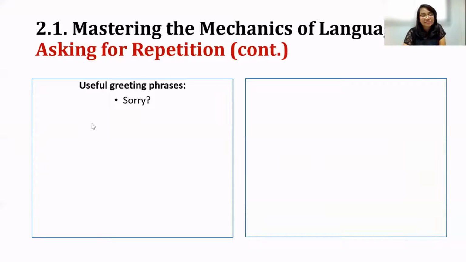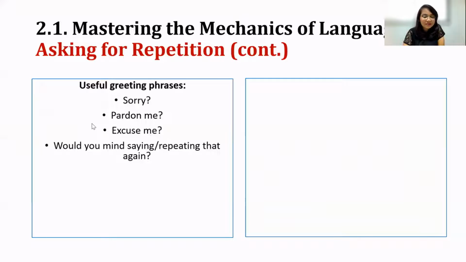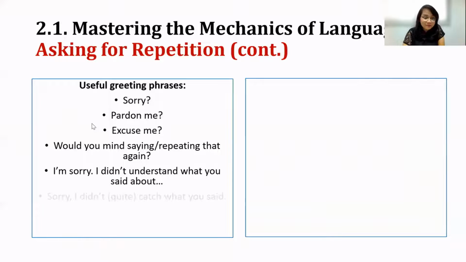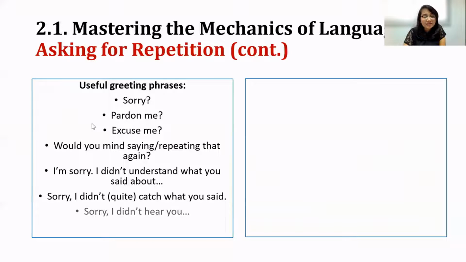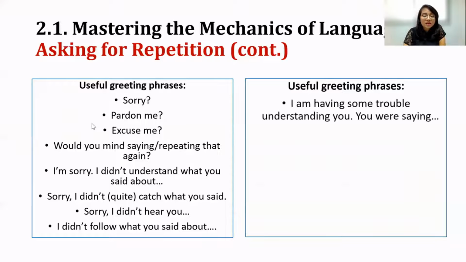Sorry, pardon me, excuse me, would you mind saying or repeating that again? I'm sorry, I didn't understand what you said about. Sorry, I didn't quite catch what you said. Sorry, I didn't hear you. I didn't follow what you said about. I am having some trouble understanding you.